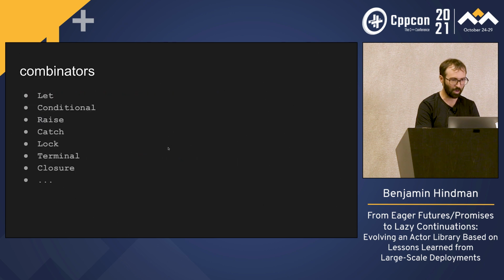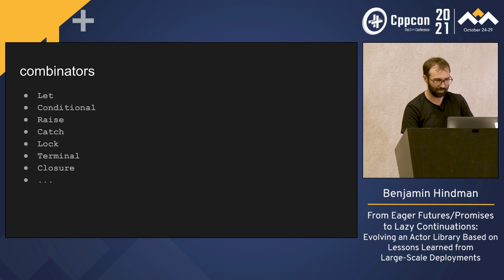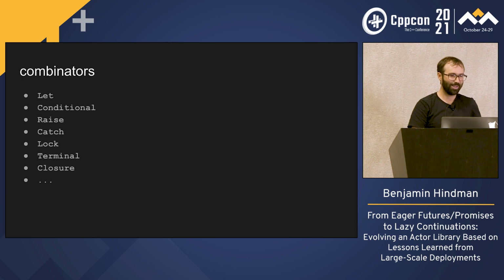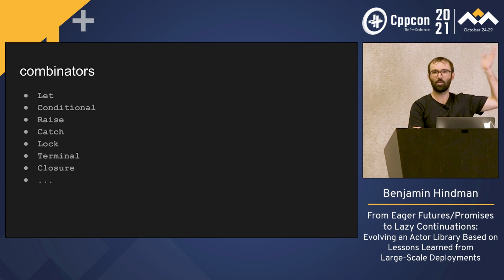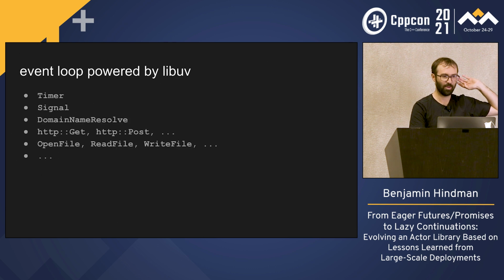Okay, all right. I'm going to try to cruise through a couple more things because I've got at least one more really great thing I want to talk about. There's lots more combinators than just then. There's let, conditional, raise. I'm not going to go into any detail on them. We've also pulled in libuv, so we have an event loop that's part of the library. You've got things like timer, signal, domain name resolve, HTTP get, HTTP post, open file, read file. Again, it's meant to mimic the libprocess library that had all this stuff as well.